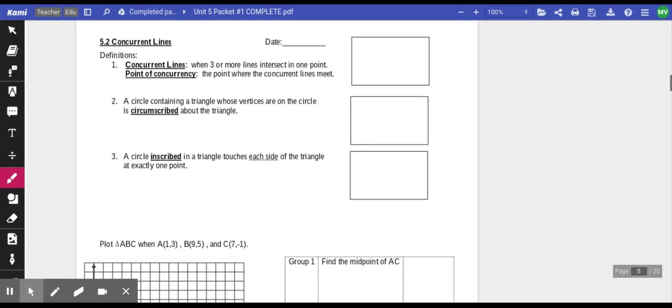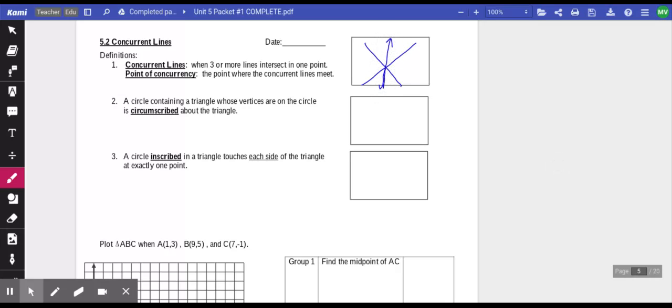Hello everyone, welcome back. Today we are doing day 2 of chapter 5. We're discussing concurrent lines. Concurrent lines are when 3 or more lines intersect at a single point. This point is called the point of concurrency. So if I have 3 lines that cross at one point.